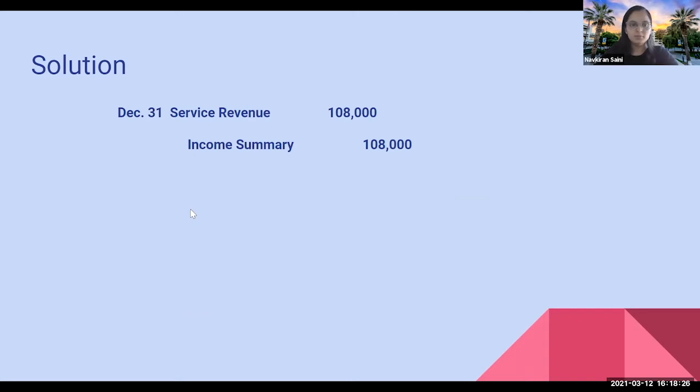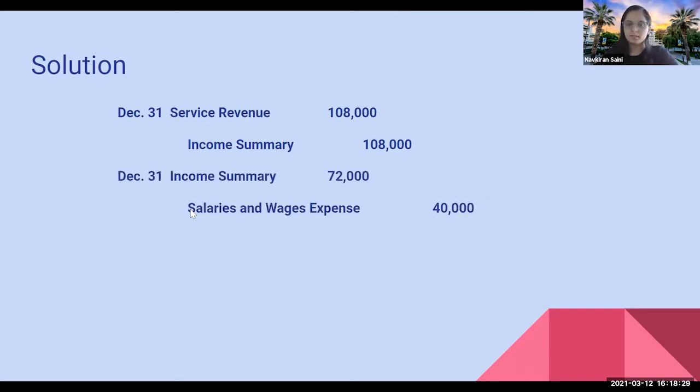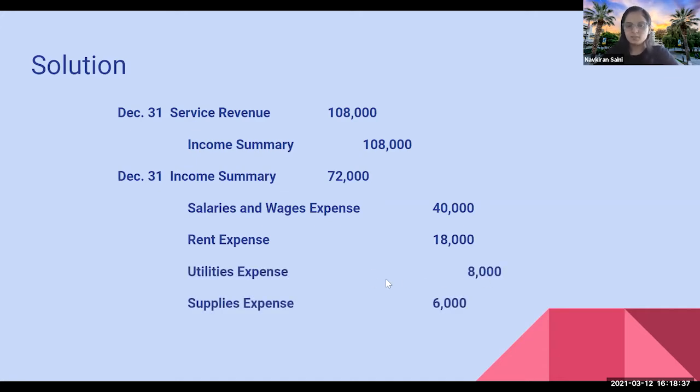So in this problem, we had salaries and wages expense for 40,000, rent expense for 18,000, utilities expense for 8,000, supplies expense for 6,000. And these are all the expenses that we had for our problem. And we are going to debit the income summary for the total of all these expenses. So these are the first two journal entries for closing the revenue and closing the expenses.